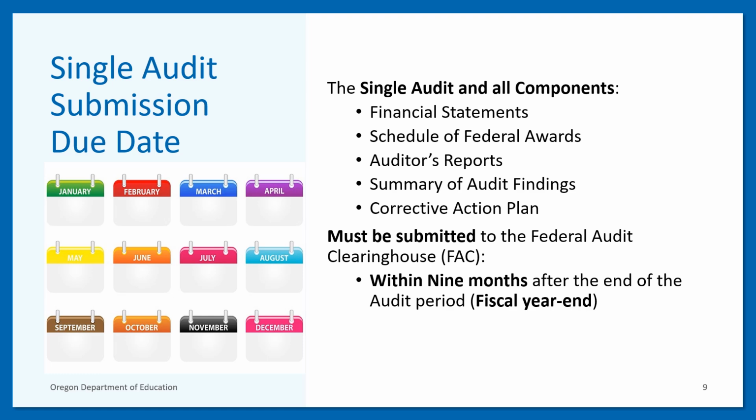Organizations that expend $1 million or more in federal funds during their fiscal year must have a single audit completed by an independent party and submit the single audit and all required components of the audit to the Federal Audit Clearinghouse within 9 months of the close of their fiscal year end. Organizations that received an extension from their cognizant agency must notify ODE of the extended due date.